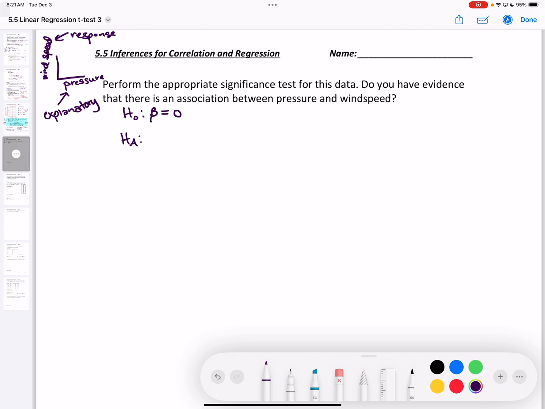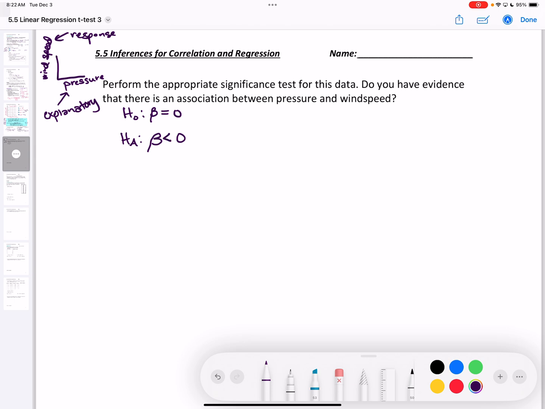And then the alternate, I'm going to look at the data. I got that it was a strong negative relationship, right? So I'm going to make this beta. How do I say it's negative? How does that compare to 0? Less than, yep.